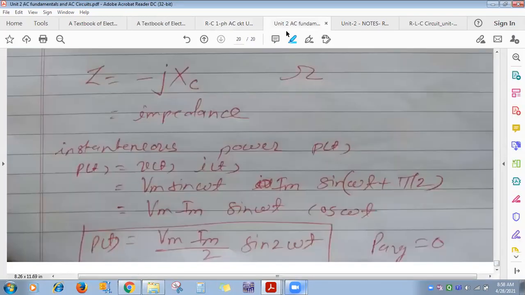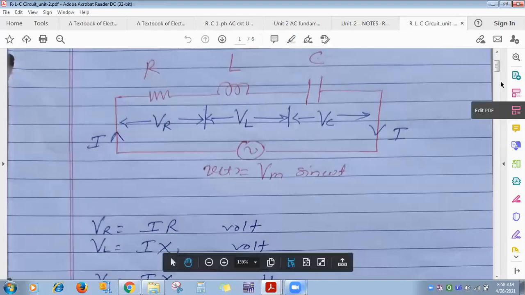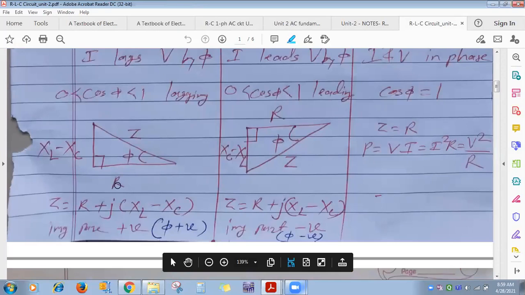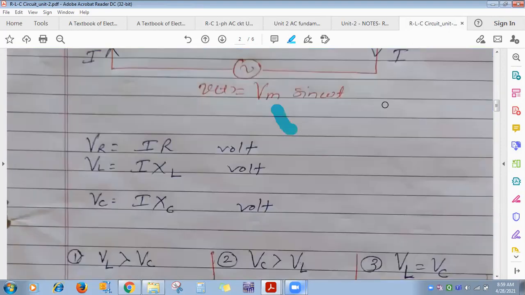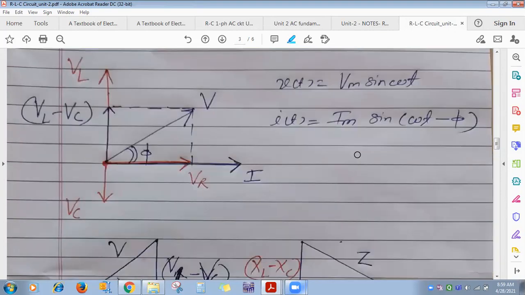Then what else? Series RLC. In series RLC we have seen more inductive, more capacitive and resistive. So again the same thing. If the circuit given to you is a series RLC, then again the same thing. See, if series RLC is given and phi is positive then more inductive, and if phi is negative then more capacitive. And if XL equals XC, then the circuit is at resonance. So note down all these formulas, the voltage equation and current equation, each one of them, and you will understand. Sometimes only the voltage equation and current equation are given like this.